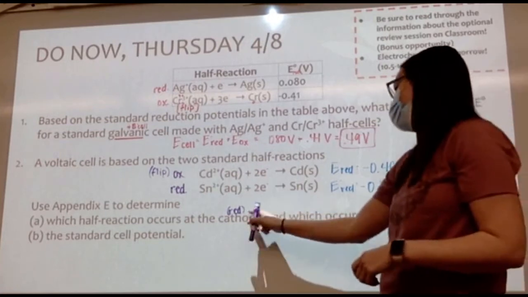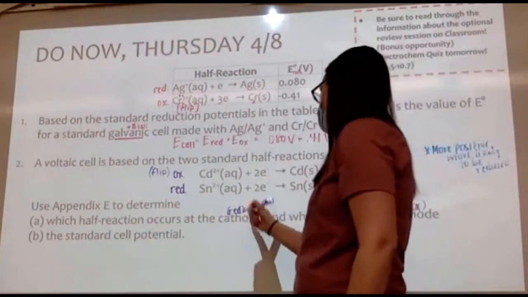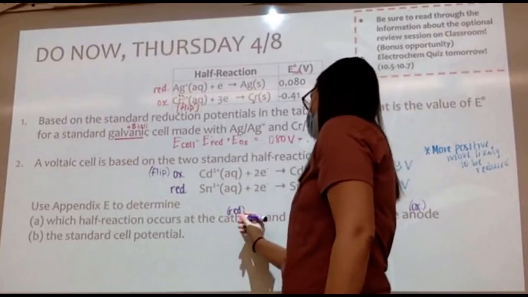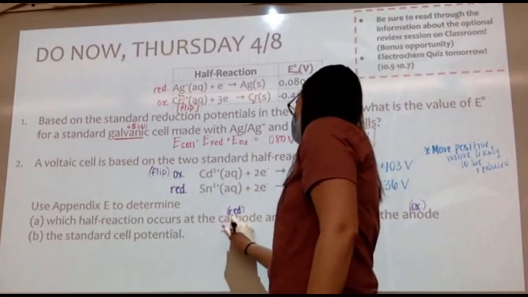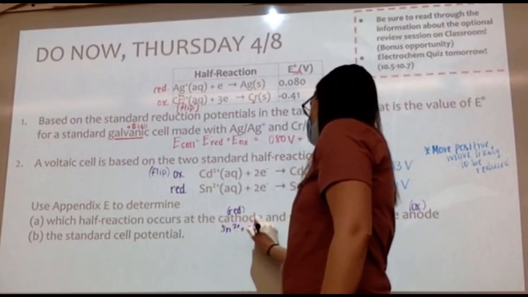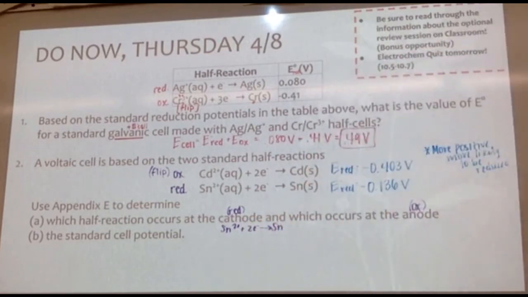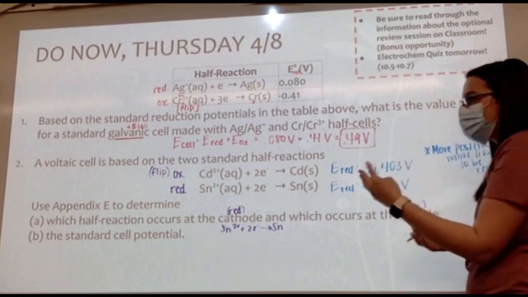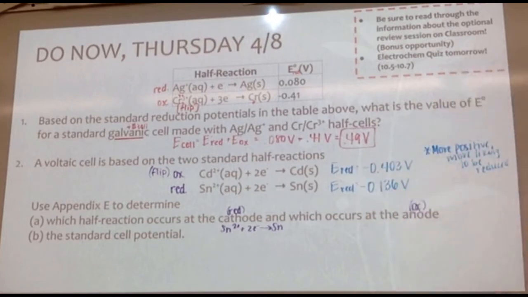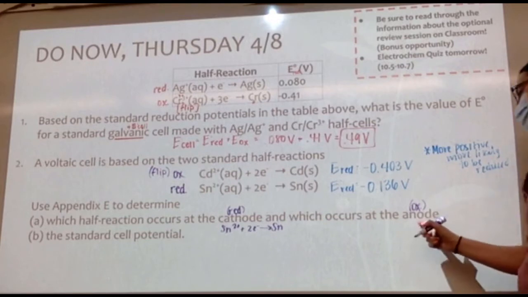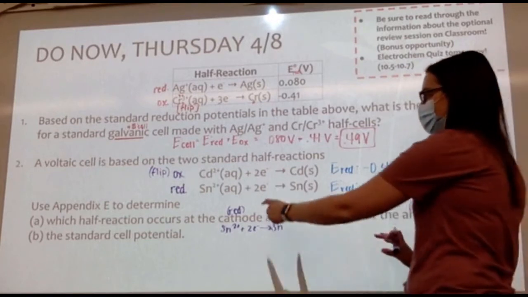So the cathode is reduction. So the half reaction that occurs at the cathode is Sn2+ + 2 electrons yields Sn. It's the reduction half reaction. So we have tin 2+ turning into solid tin, which will stick to the cathode, which is why the cathode increases in mass. The anode is oxidation.